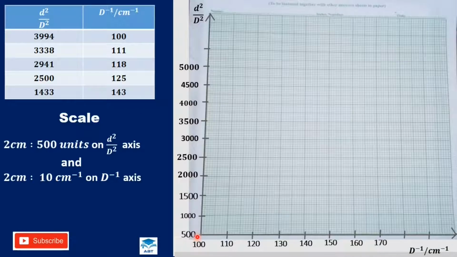On the vertical axis, each big box is 500. 500 divided by 10 is 50. So each small box on the vertical axis is 50. On the horizontal axis, each big box is 10. 10 divided by 10 is 1. So each small box on the horizontal axis is 1.